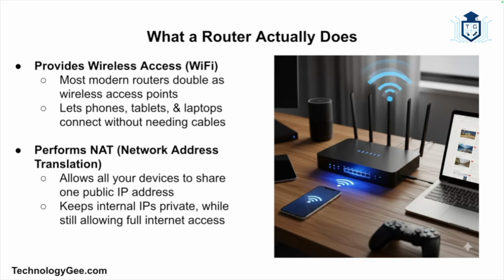And it can also perform what is called NAT, or network address translation. This is one of the router's secret weapons. NAT basically allows multiple devices in your home to share one public IP address while still being uniquely identified on the local network.